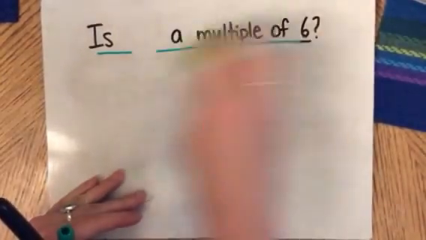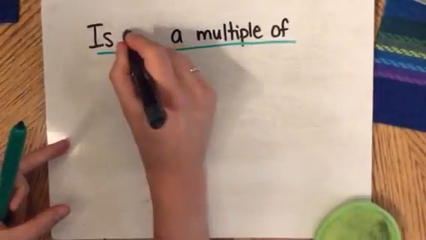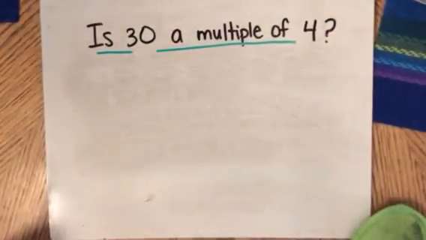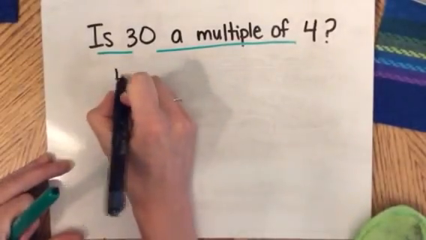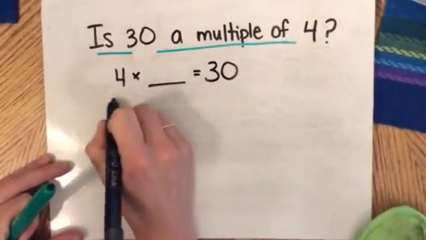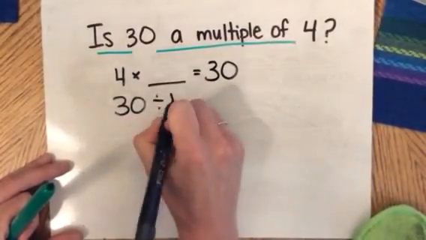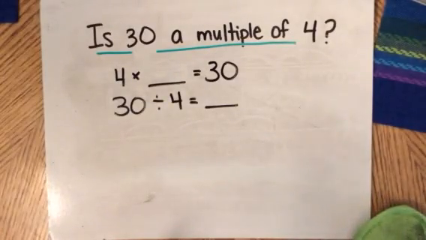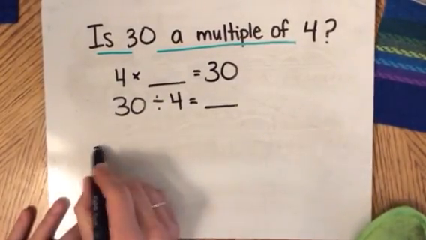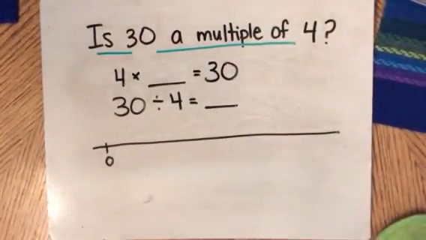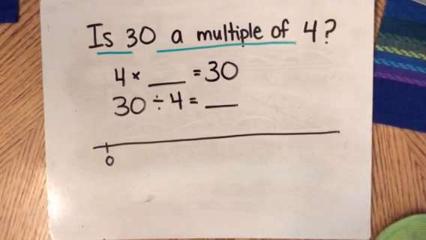Okay, so I'm going to give you one to try. Is 30 a multiple of 4? In other words, is there a number I can multiply by 4 to get 30? Or can I divide 30 by 4 and get a whole number? You try it. See if you can skip count on a number line by 4s and land on 30. If you want a moment to work through that, you can pause the video.